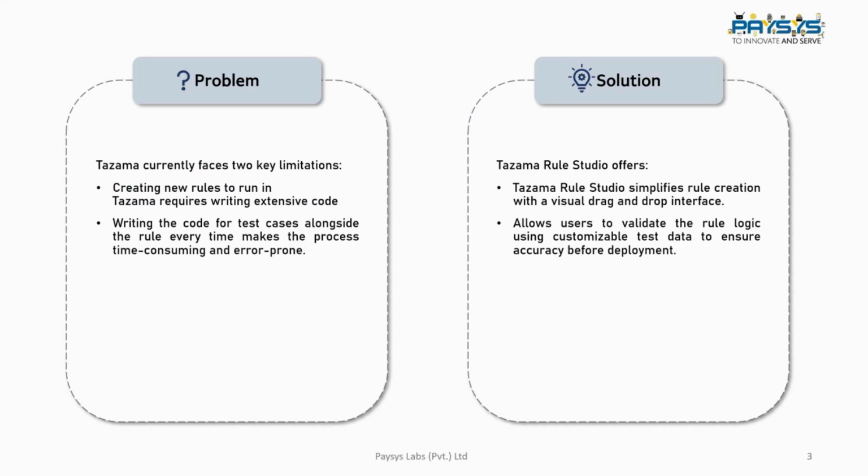So the Tazama Rule Studio addresses this by making the rule creation process easier through a drag and drop interface. Users can configure rule logic directly within the UI, define their test scenarios, and validate the behavior using customizable test data before deployment. Once these rules are deployed, they become part of the live FRMS rule processing flow, where the goal is basically straightforward. We are seeking to shorten this rule development cycle and increase the confidence in the rule logic before rules actually move into production.